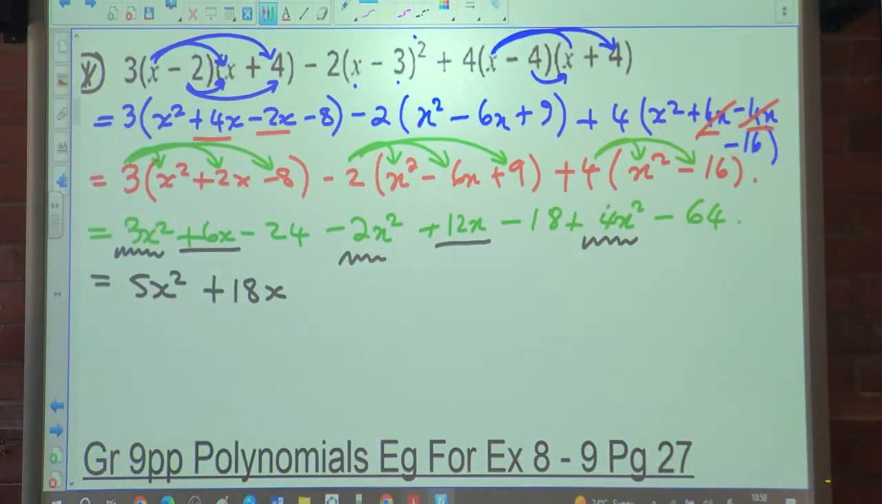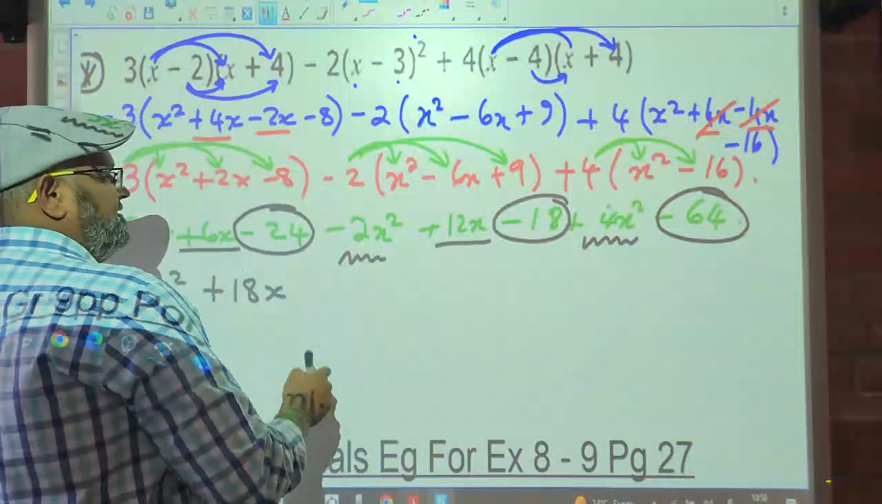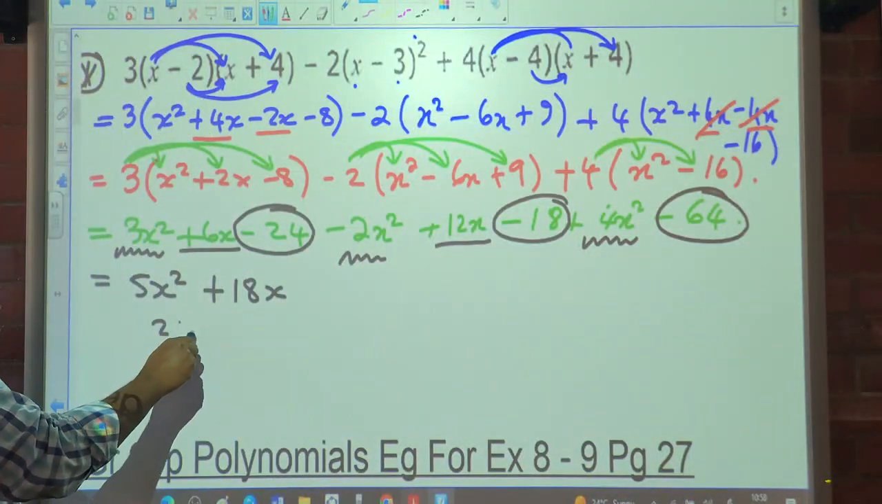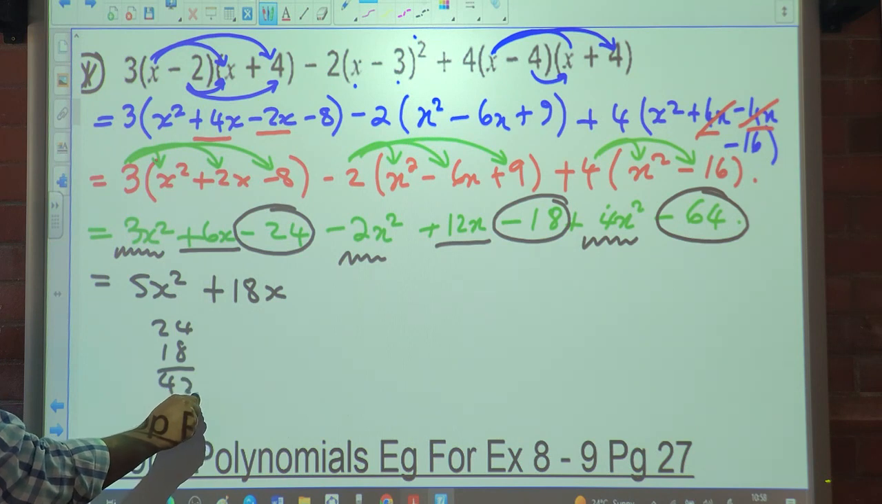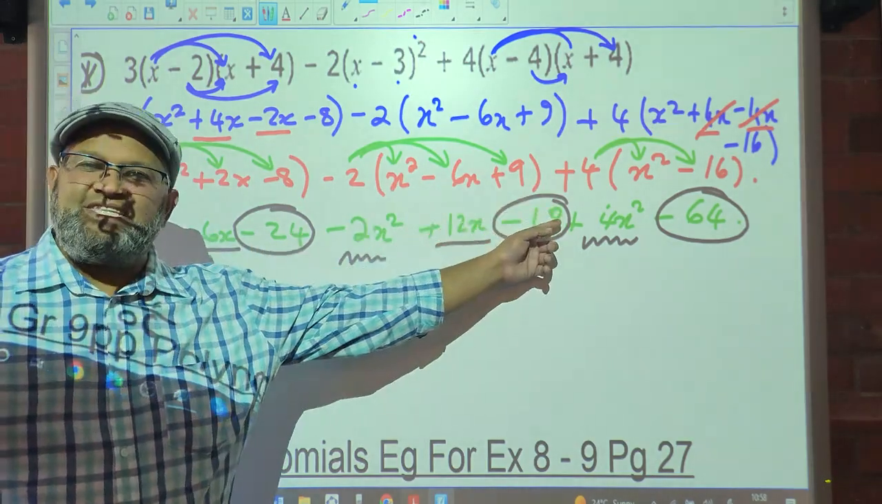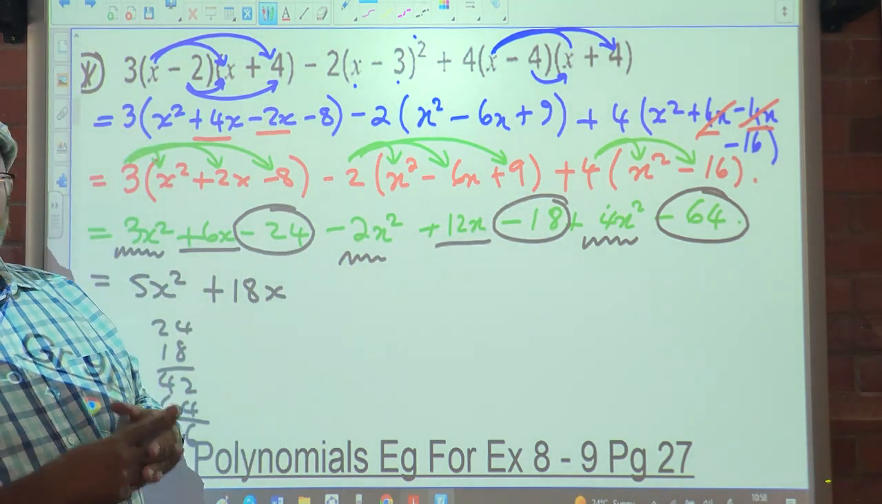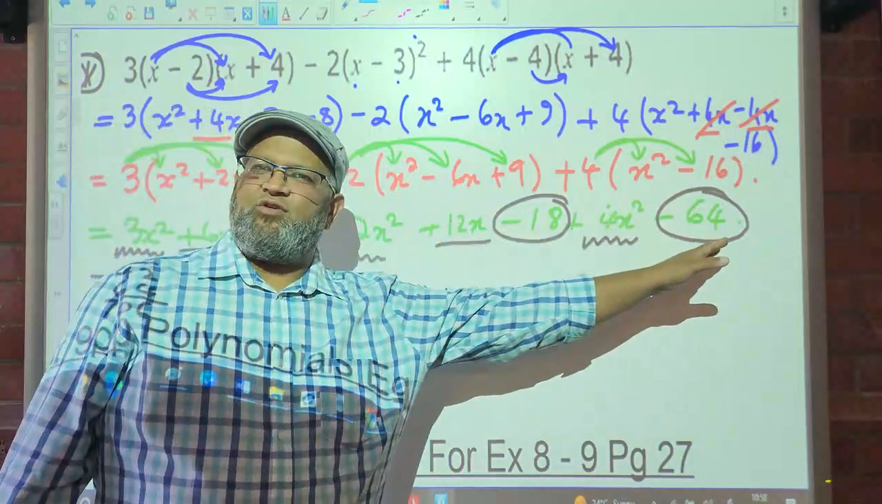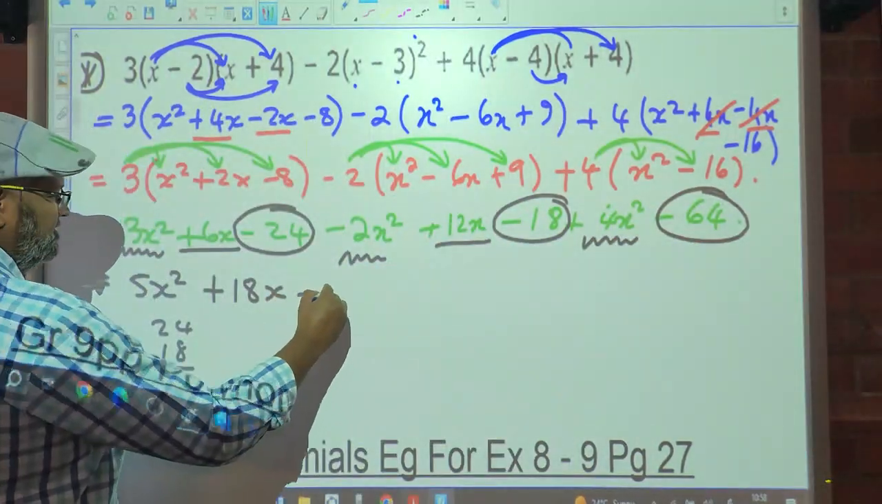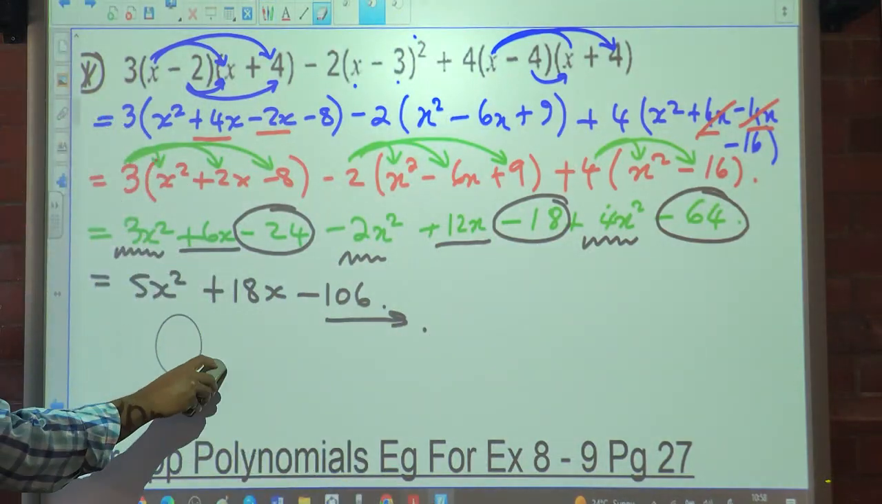When you're adding and subtracting, the variables stay the same. What's negative 24 minus 18? We must add, no? 24 plus 18 is 42. So negative 24 minus 18 is negative 42. The signs are the same, so we add, no? And negative 42 minus 64 is negative 106.